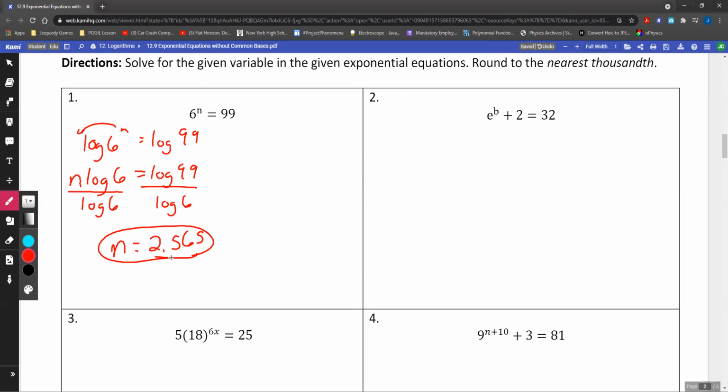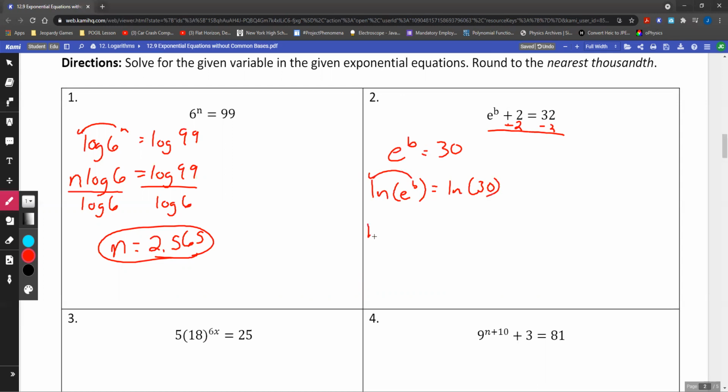Over here, what we're going to want to do is first isolate the term. So since we have the 2 on the left-hand side, we want to move it over to the right. So we end up getting e to the b equals 30. I'm not going to take the log of both sides. Instead, I'm going to take the ln of both sides since I'm using the e term.